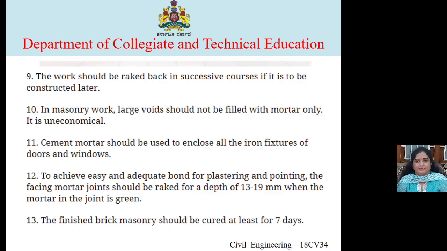To achieve easy and adequate bond for plastering and pointing, the facing mortar joint should be raked to a depth of 13 to 19 mm when the mortar in the joint is green. Green means when it is fresh.